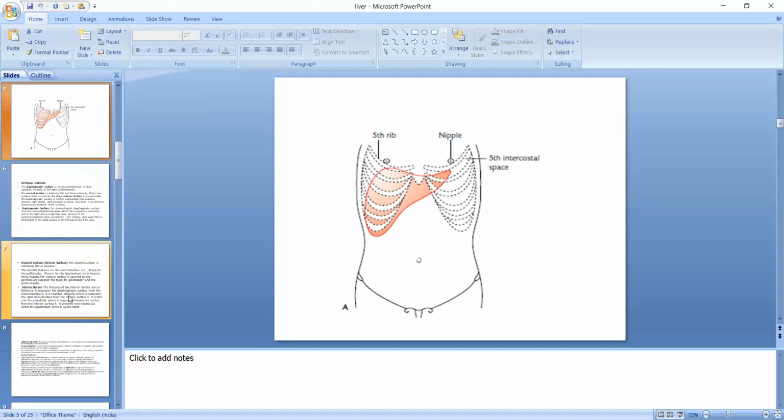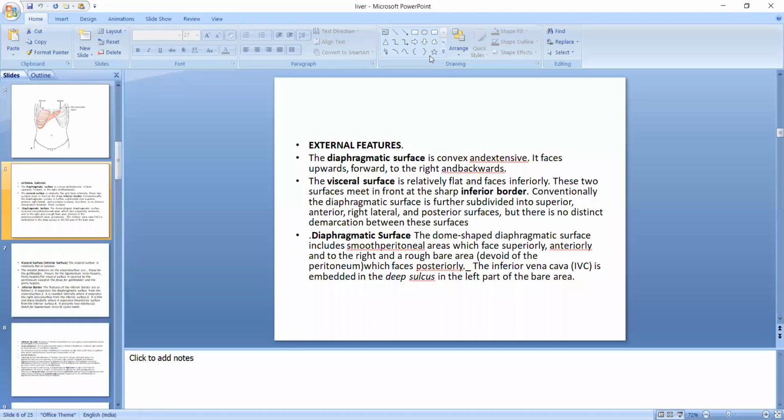And we see here the location. Here you can see it occupies the abdominal cavity in the right upper portion, that is, the right upper quadrant. If we discuss it by region, then we say the right hypochondrium and epigastrium, and a slight portion of the left hypochondrium region. Now we are discussing the external features.